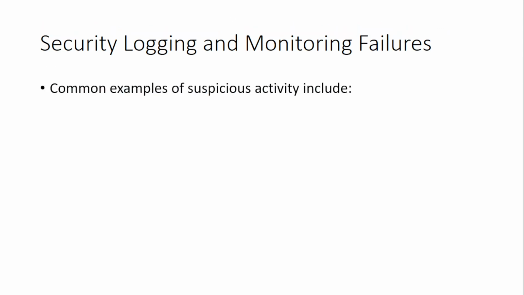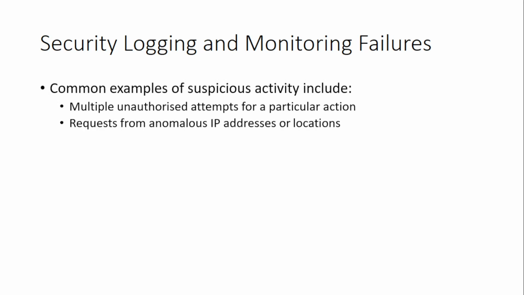Common examples of suspicious activity include multiple unauthorized attempts for a particular action, for example, authentication attempts or access to unauthorized resources, and requests from anomalous IP addresses or locations. Even though this can indicate that someone else is trying to access a particular user's account, it can also have a false positive rate. This is if someone is vacationing elsewhere, or someone is using a VPN or whatever.